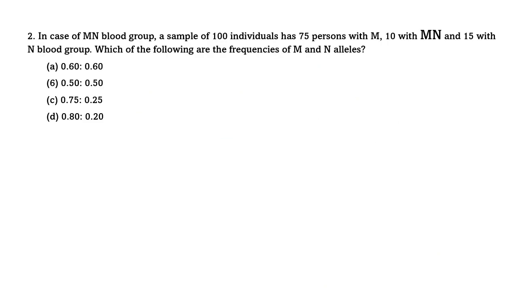Second question. This is about the blood group. Blood group problems are very important for you, so give utmost concentration to this question. In case of the MN blood group, a sample of 100 individuals has 75 with M, 10 with MN, and 15 with N blood group. Which of the following will be the frequency of M and N alleles?